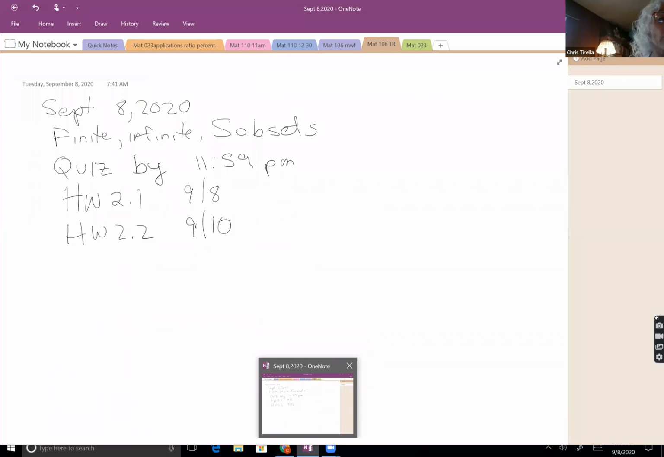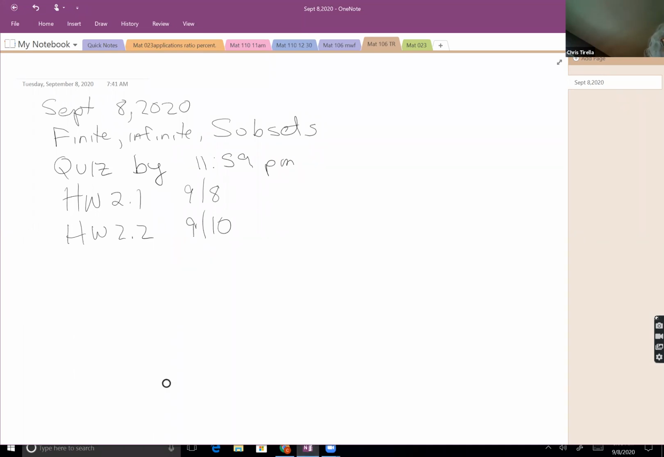Today's September 8th. We're going to start by looking at the terms finite and infinite. There's a little bit of that in the homework that is due today. We're also going to start looking at the idea of subsets, both regular subsets and proper subsets. The quiz needs to be done by 11:59 today. Homework 1 is due by the same time tonight. Homework 2.2 is due by Thursday. We'll stop a couple of minutes before class ends and make sure that we're far enough along that the due date is reasonable. If I remember correctly, when last we met, we finished by talking about the difference between equal sets and equivalent sets.